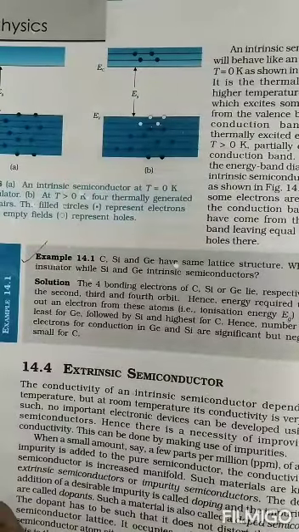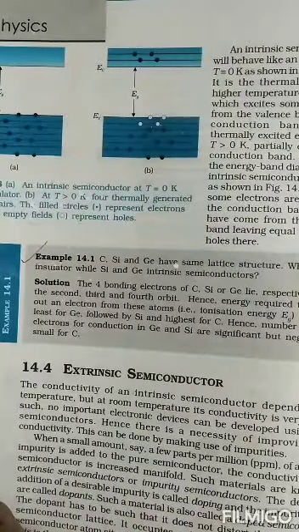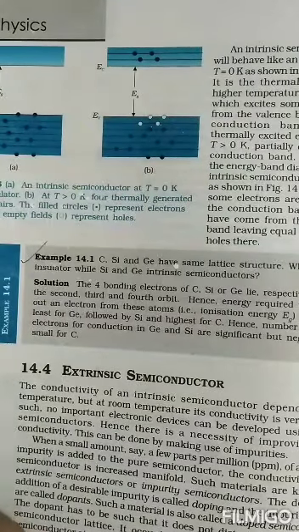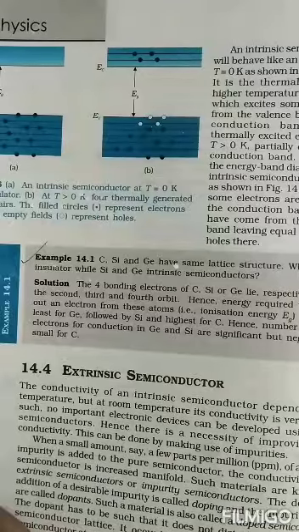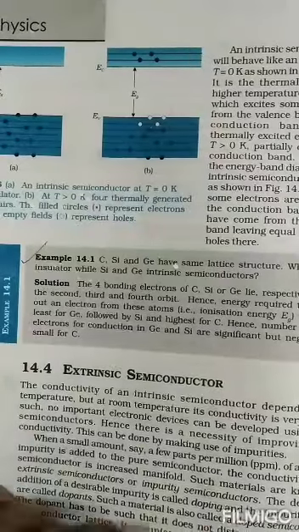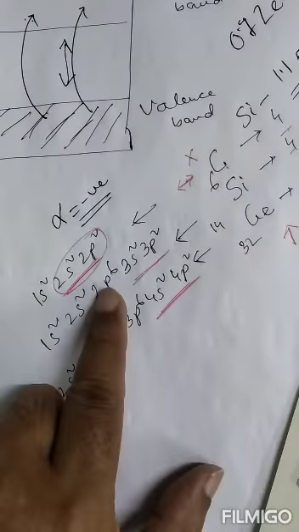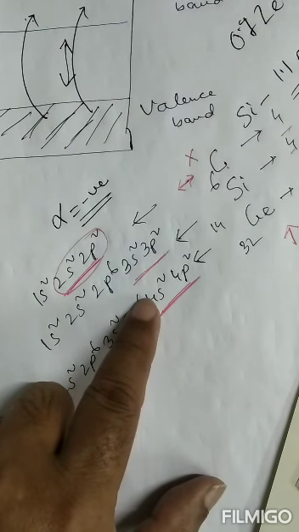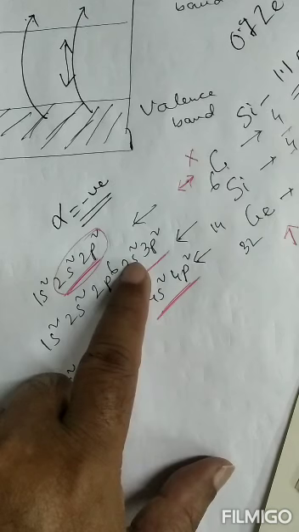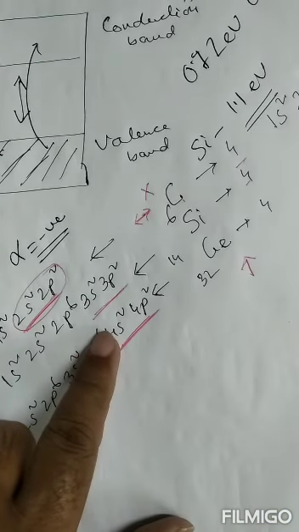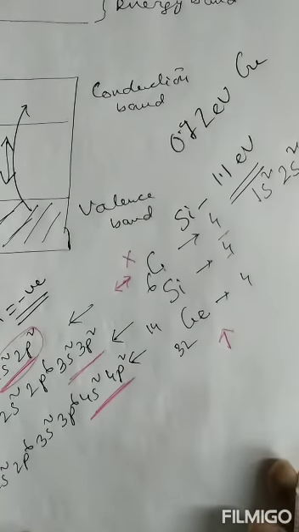By absorbing thermal energy, electrons cannot jump from valence band to conduction band easily, and therefore carbon is an insulator. But in germanium and silicon, the valence electrons are in the 3rd and 4th orbit, far away from the nucleus, therefore they are loosely bound. Therefore they can easily jump from the valence band to the conduction band.